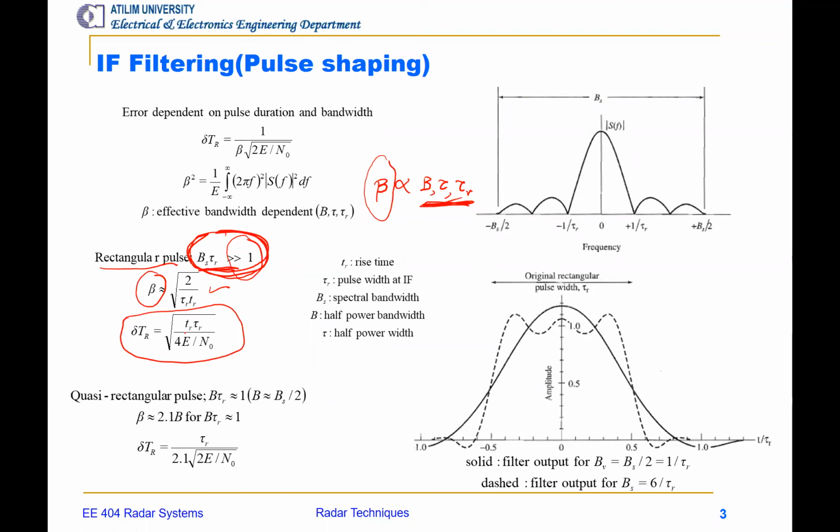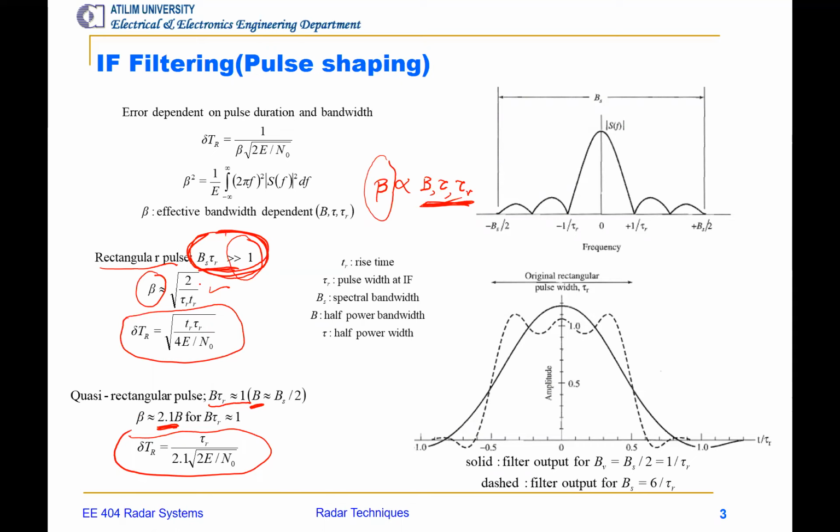If we consider a quasi-rectangular pulse, where B tau_r is equal to 1, which means that the bandwidth is half of the spectral bandwidth at IF, then beta is going to be 2.1 B, and the RMS error becomes like this, okay? Simpler than the previous one.